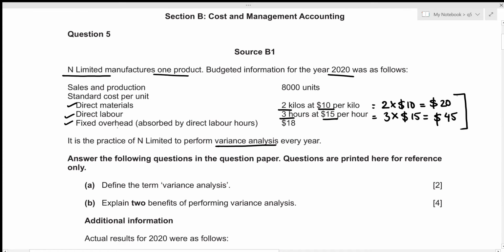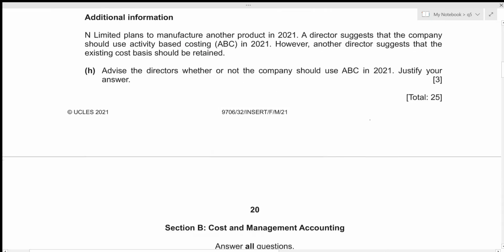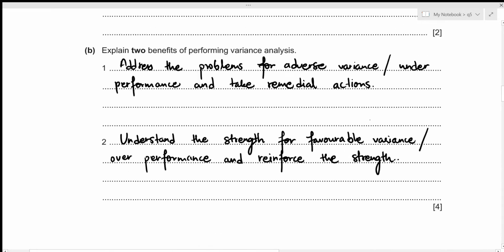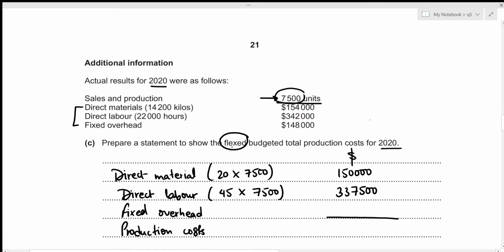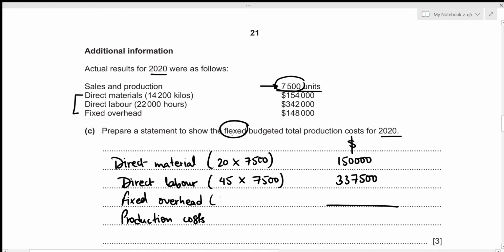We can see here that the fixed overhead cost per unit is 18, and we know that the total number of units is 7,500. So we just need to multiply these two together in order to get the total fixed overhead. So that's going to be 18 times 7,500, which results in the total fixed overhead having the value of 135,000.